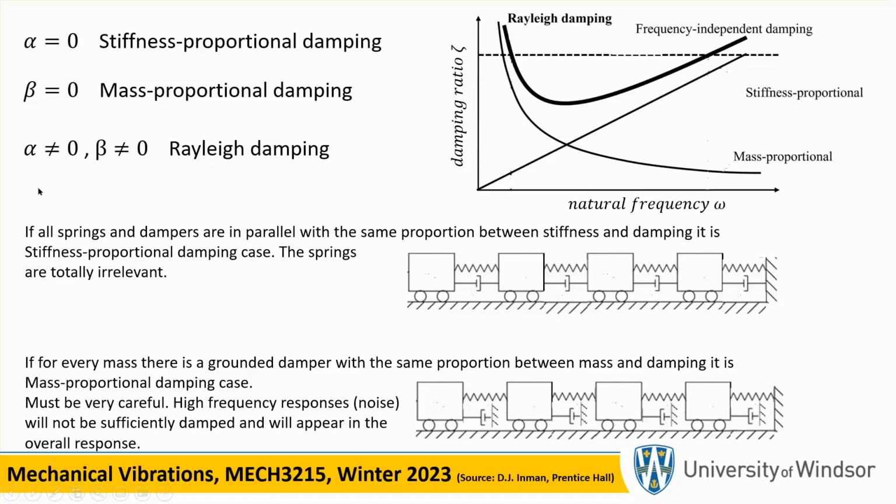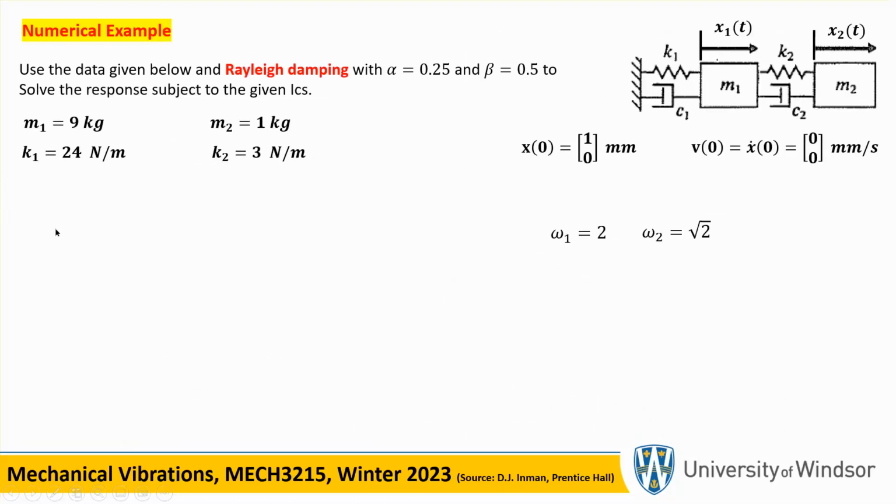However, it seems that the best case scenario, some experimental results indicate, is that you have to take a combination of the two. So here's an example. It's the same problem that we did before, except that I'm not giving you zeta 1 and zeta 2. I'm giving you the coefficient of Rayleigh damping. So alpha is 0.25 and beta is 0.5. So let's stick to these values and see what the result is going to come out.